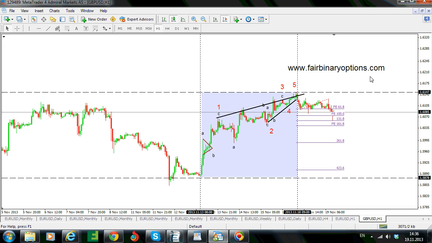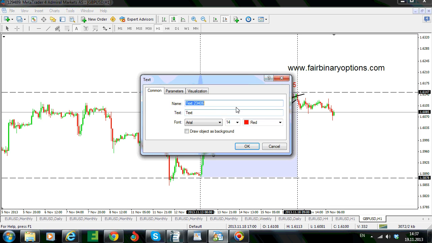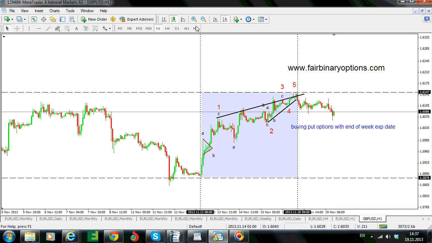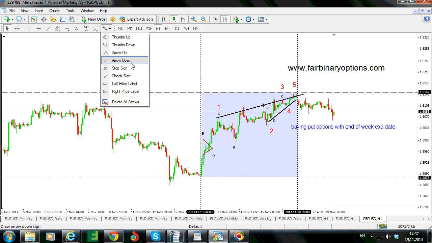I'm not looking for price to retest the highs, and therefore I would buy put options. In order to avoid a possible spike to the upside for a second correction there, we will look to buy put options with end of week expiration date. So buying put options with end of week, meaning this Friday, expiration date for cable is the logical thing to do, and we are looking for this one to come to fruition.